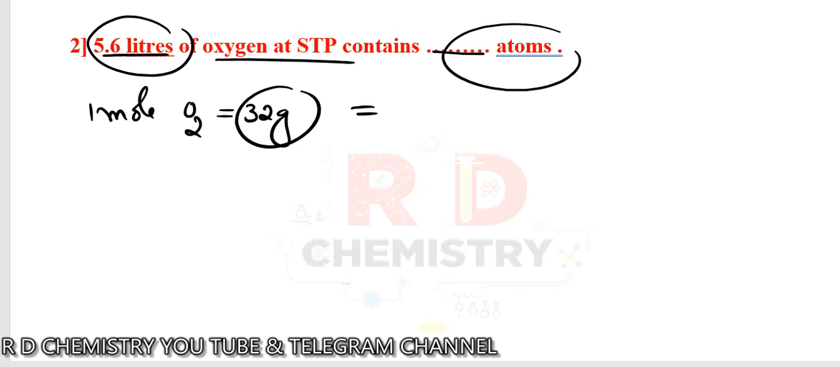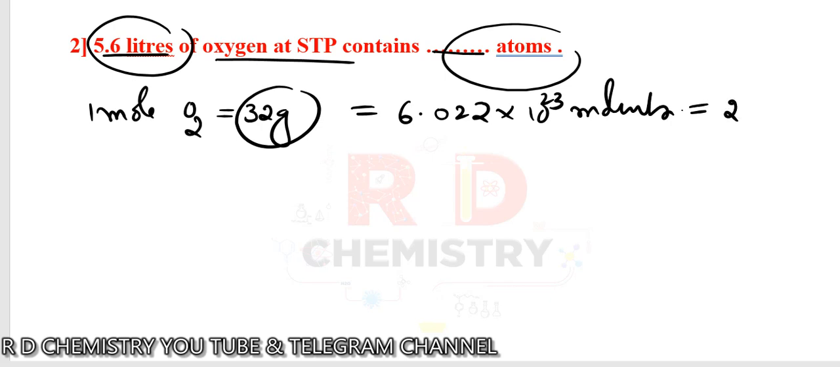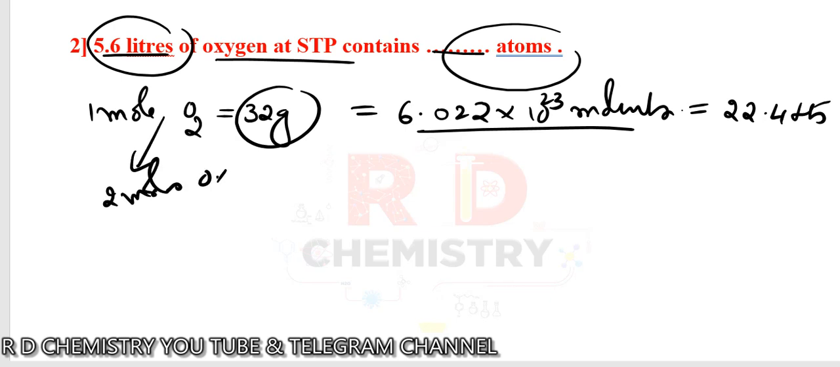How many molecules are there? Because oxygen gas contains molecules, 6.022 into 10 power 23 molecules are there. And this is equal to 1 mole, and any gas occupies 22.4 liters at STP, correct? But they're asking for atoms, so I'll convert this into atoms now. This 1 mole of O2 contains 2 moles of oxygen atoms.